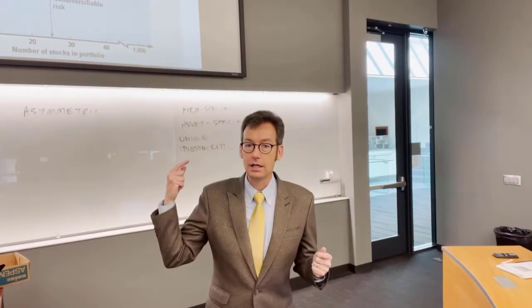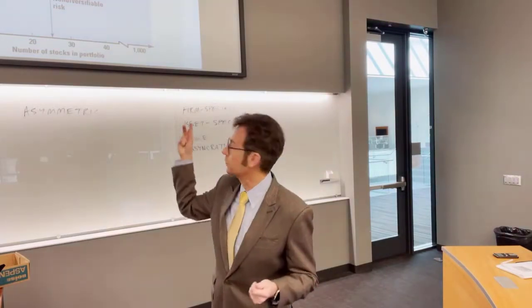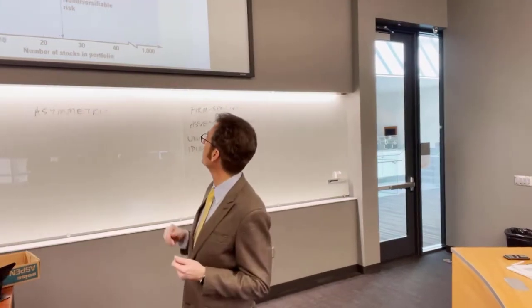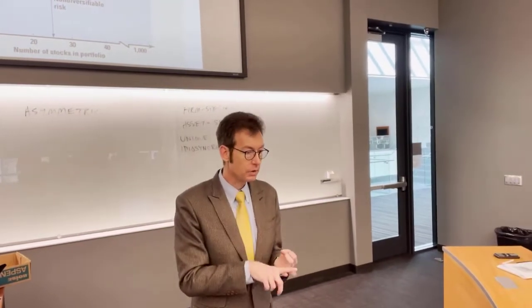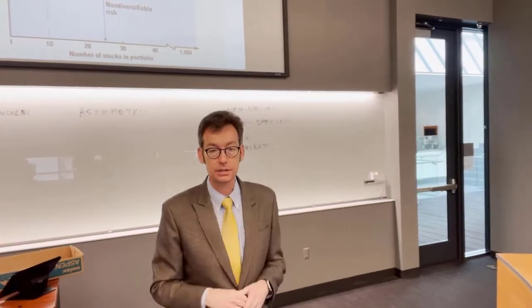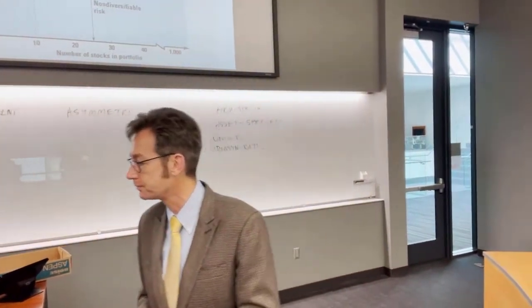Systematic, non-diversifiable, which we've got up there. Market would be another name for it, right? And that stuff up top is diversifiable risk, also known as unsystematic risk, firm-specific risk, idiosyncratic risk. There's a bunch of names for this stuff.